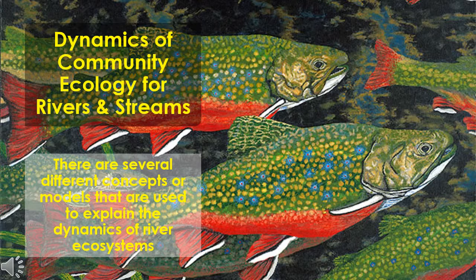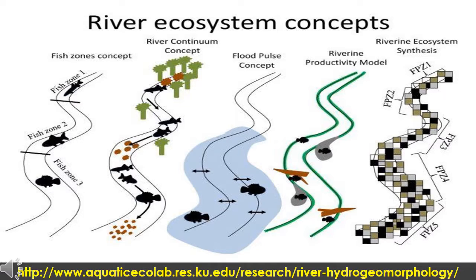The dynamics of community ecology for rivers and streams. There are several different concepts or models that are used to explain the dynamics of river ecosystems. This is a diagram showing the previously mentioned concepts or models on the dynamics of river ecosystems. This includes the fish zones, river continuum, and flood pulse concepts, and the riverine productivity model, as well as the riverine ecosystem synthesis.